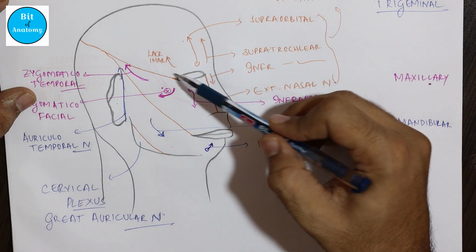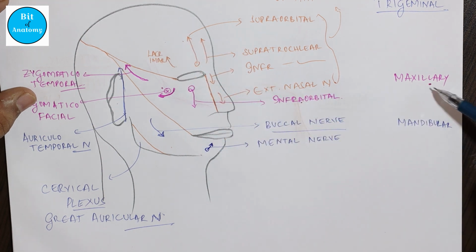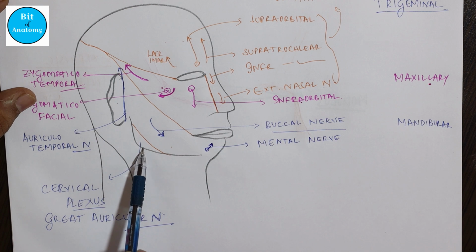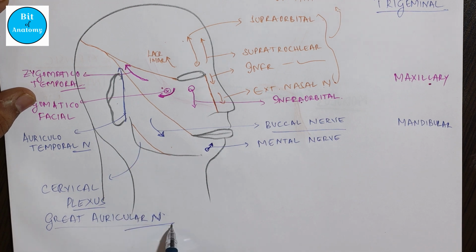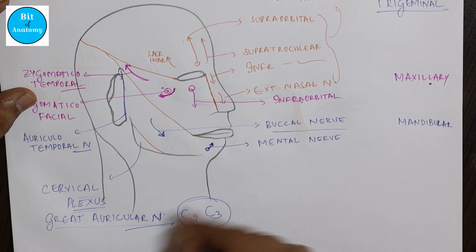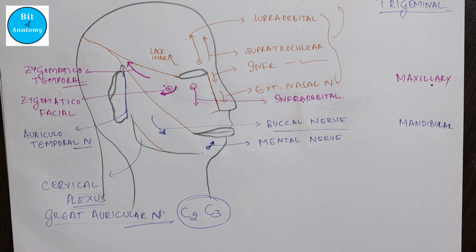The ophthalmic division supplies the upper part, maxillary the middle part, and mandibular the lower part, except the angle of the mandible, which is supplied by the great auricular nerve, a branch of the cervical plexus carrying a root value of C2 and C3. So these are the sensory nerves of the face. Now if we appreciate the blood supply of the face, which includes both the arteries and also the veins.